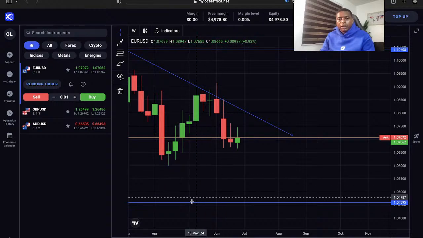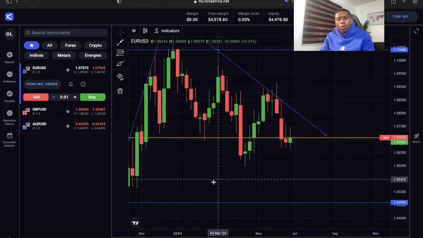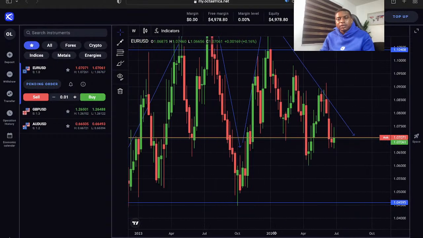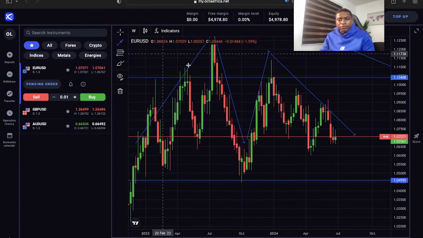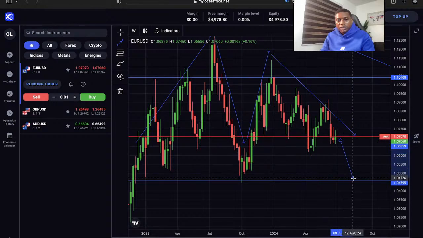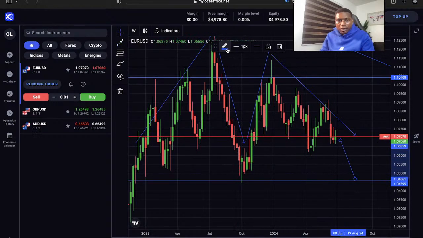Now, where is the next target zone for this price? The next target zone is here. That's the next target zone.